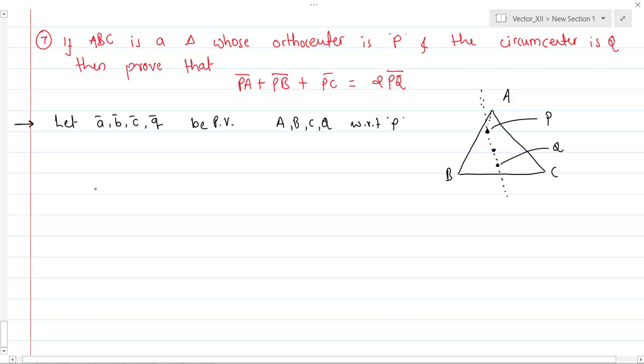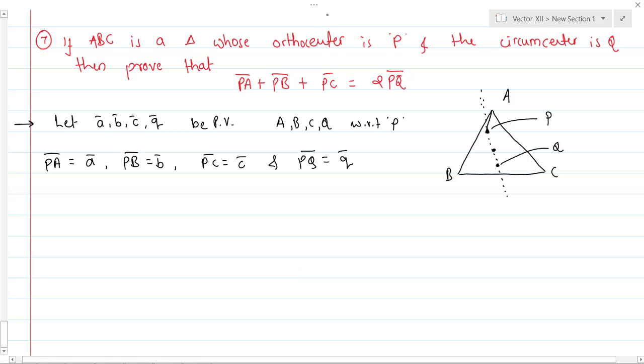Okay, with respect to P, PA bar is our A bar, see this PA bar is A bar, then we have PB bar is equals to B bar, PC bar is equals to C bar, and PQ bar is equals to Q bar. This is the position vector of the points with respect to P.